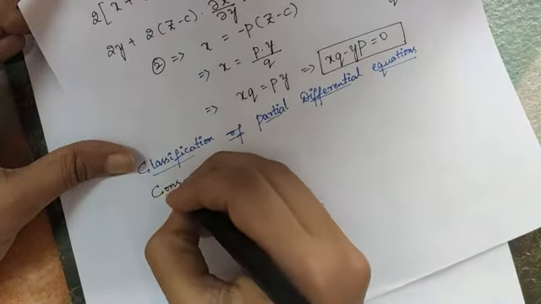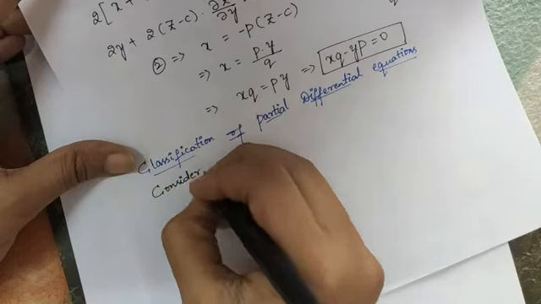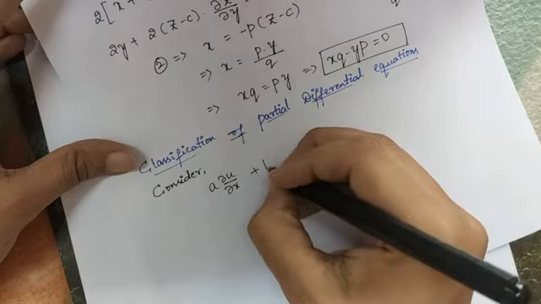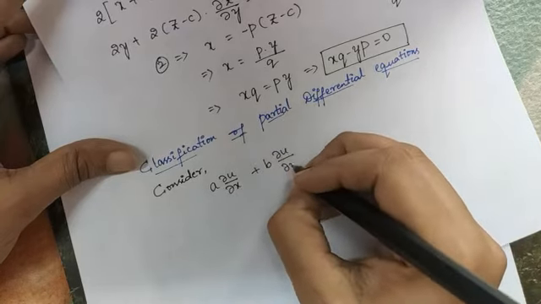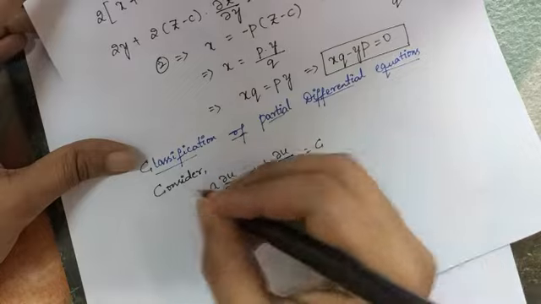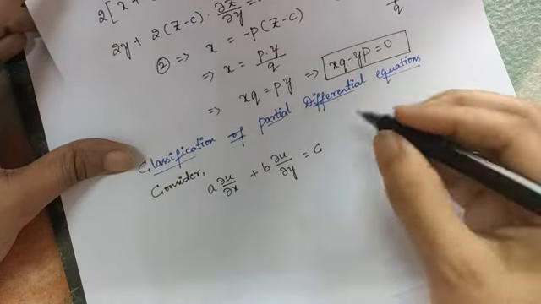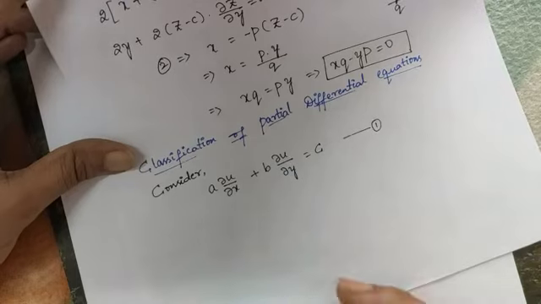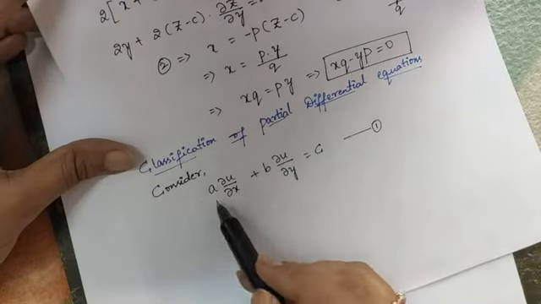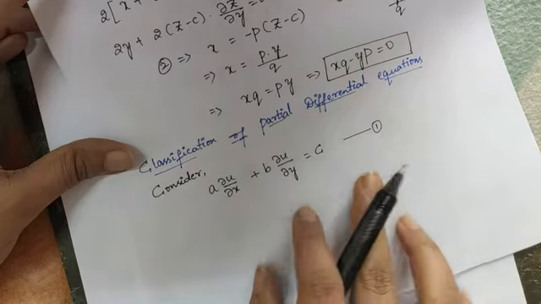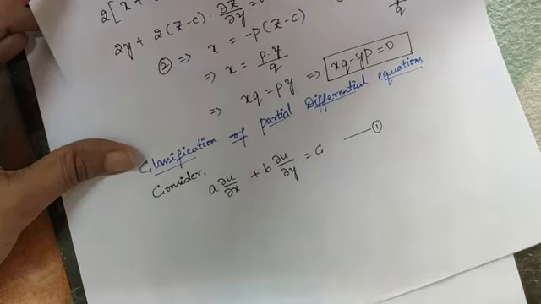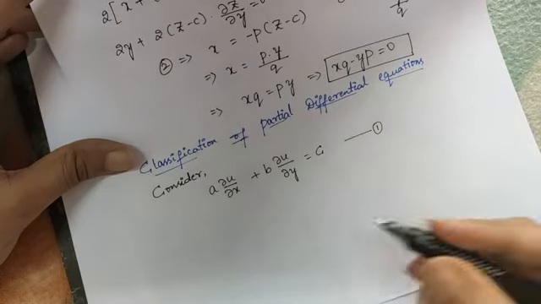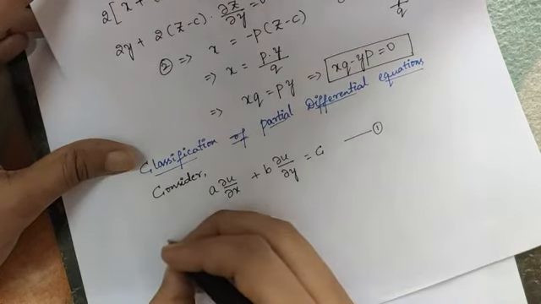So consider A ∂u/∂x + B ∂u/∂y = C. This is my partial differential equation. I will call this equation number 1. Now based on the values of A, B and C, we will classify our partial differential equation into three forms. Okay, so now let us see the cases.